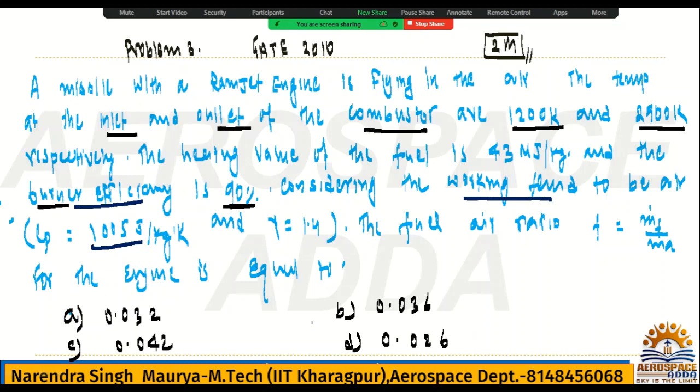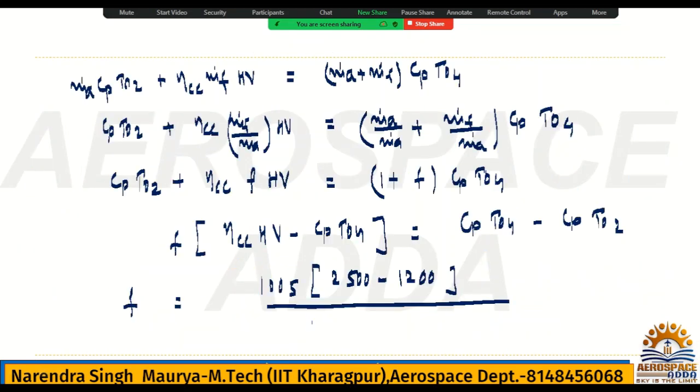90% and heat value is 43 megajoule. So 90% means eta CC is 0.9, 43 megajoule means 10 to the power 6 heat value, minus Cp which is nothing but 1005, which is common for all. T naught 4 is 2500. We'll calculate this. After calculating this, we'll have a value here.